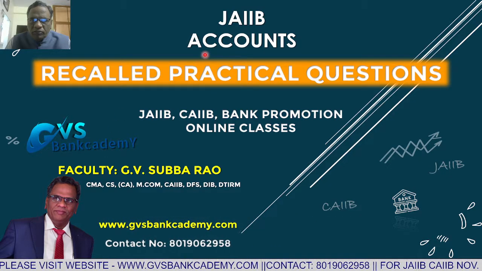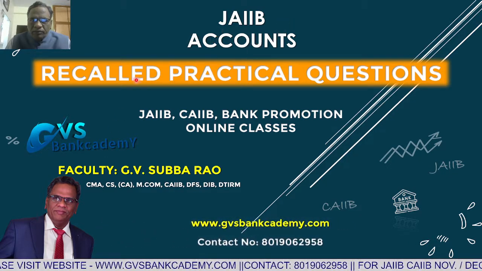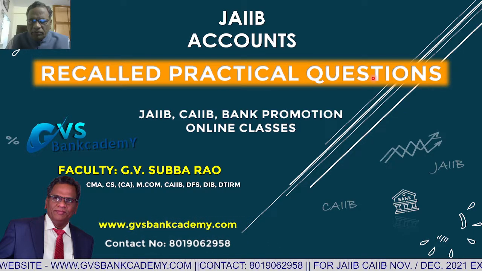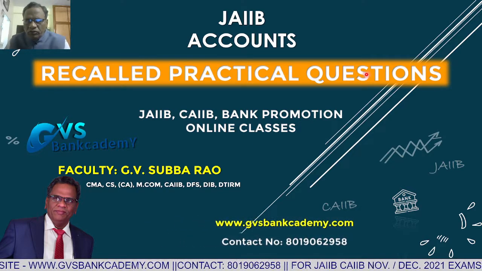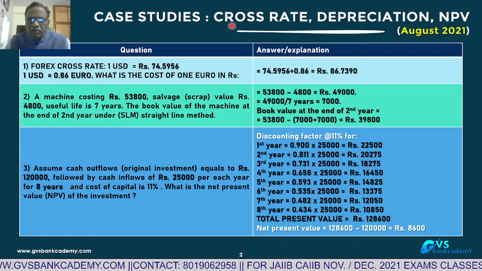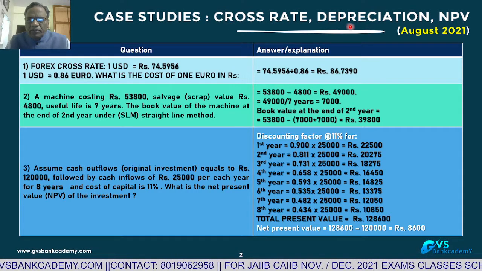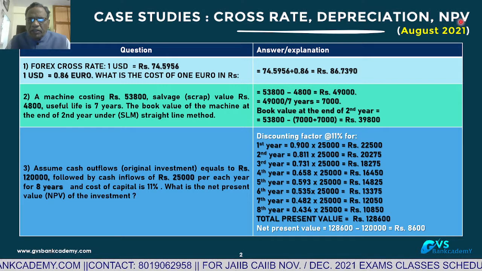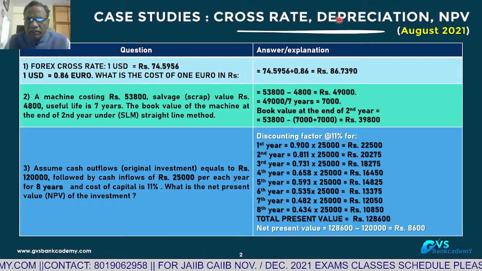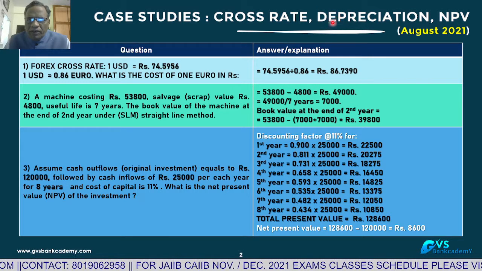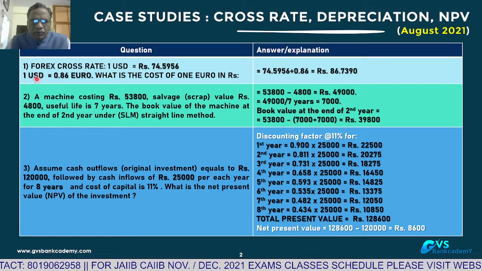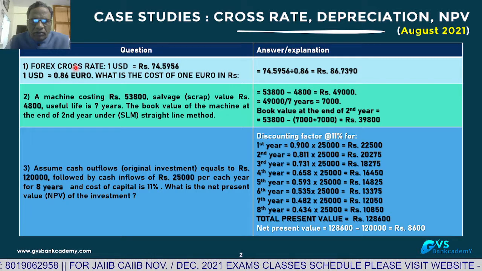Today I am going to discuss JAIIB accounts recalled and practical questions from the August 2021 examination. Three questions from August 2021: this case study is regarding cross rate calculation, depreciation calculation and a net present value calculation. These three questions are JAIIB accounts questions and are also useful for the CAIIB, BFM and ABM papers. Question number 1, forex cross rate calculation.